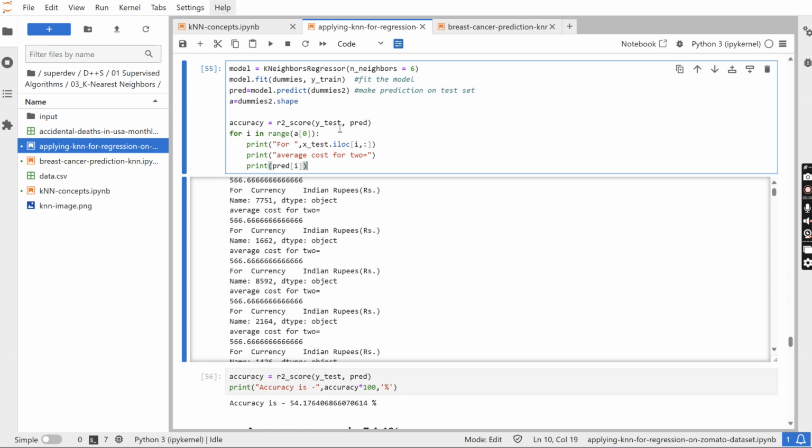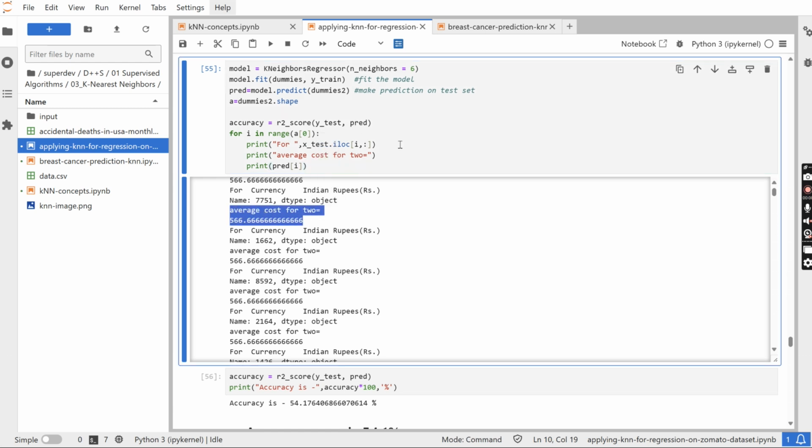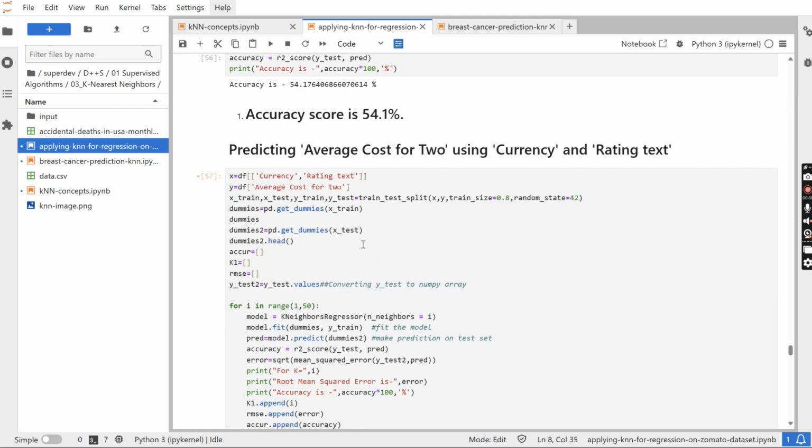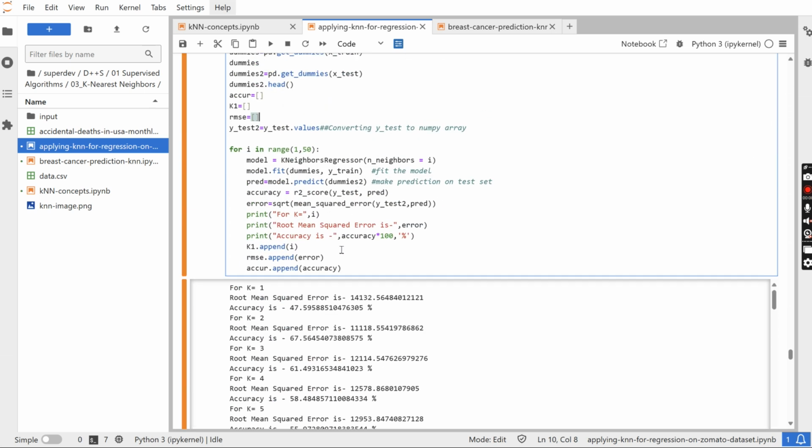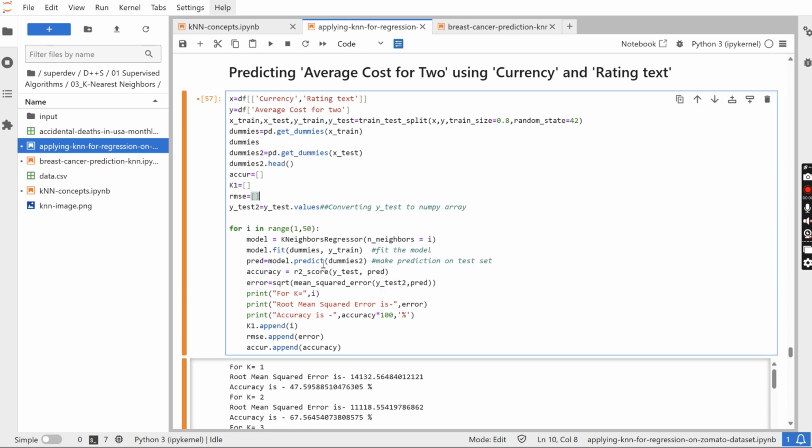But as you can see here, we are predicting average cost for 2. Okay, here you are doing average cost for 2, and here you are doing the... where is the rating? Okay, so what is our y test? Okay, y test is average cost of 2. All right, so I think we are not predicting the rating, but rather we are predicting the cost. How much cost is going to be for a couple, basically for 2 people. Okay, that is what we are predicting.